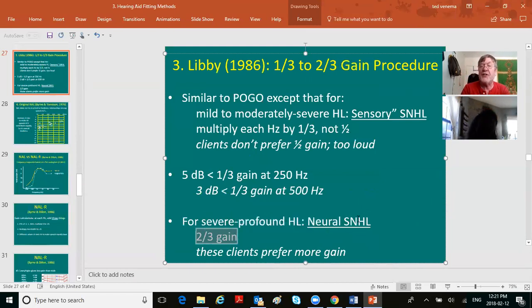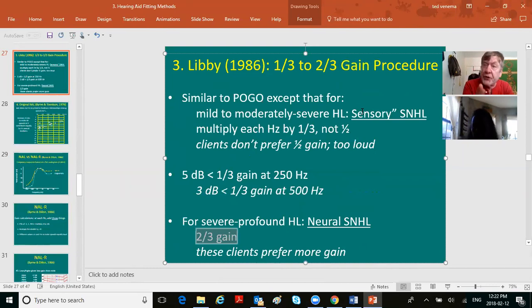And look at how he divides it. Look at the lines that are underlined in this slide. Sensory neural loss and neural sensory neural loss. Now, this is an important slide because you've heard me say this 1,000 times, okay? Sensory neural, it's the two words, sensory and neural, okay? Sensory is outer hair cell pathology, mild to moderate sensory neural loss.